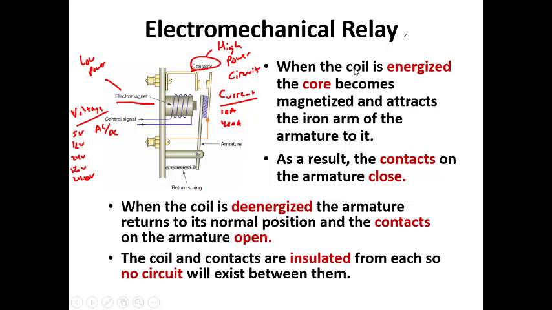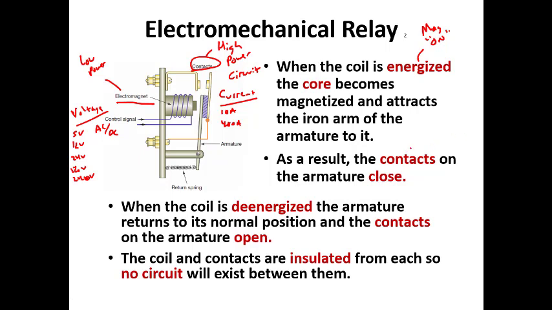All right, so when the coil is energized, this means that the magnet is on. So when the electromagnet is on, this armature is going to pull forward, and the normally open contacts will close. So when the coil is energized, the core becomes magnetized and attracts the iron arm of the armature to it. As a result, the contacts on the armature close.